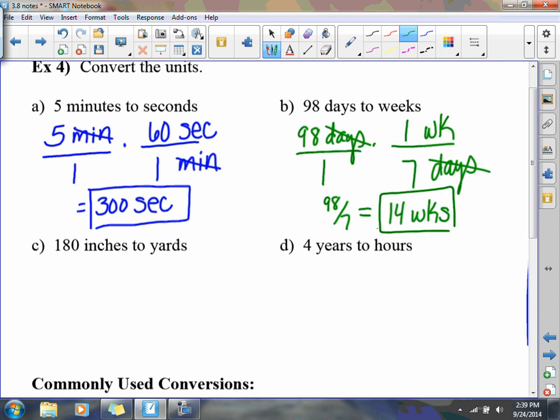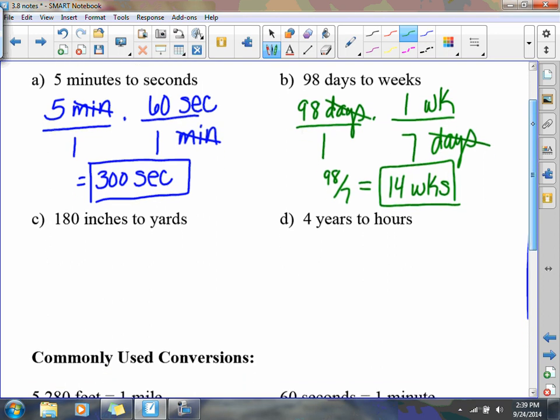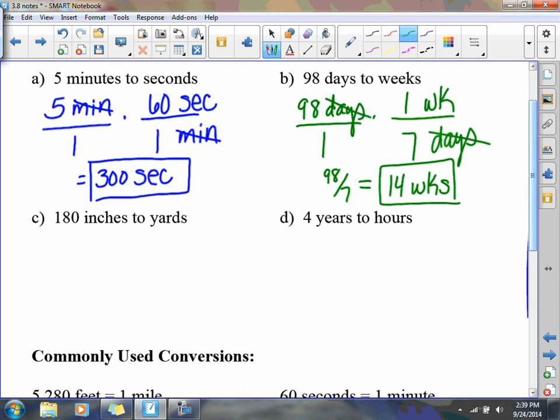And again, hopefully you would know that if you had 98 days and you were trying to figure out how many weeks that was, you would take 98 divided by 7 to do that. So this is still setting up the same concept, just using fractions to help us do the conversion.